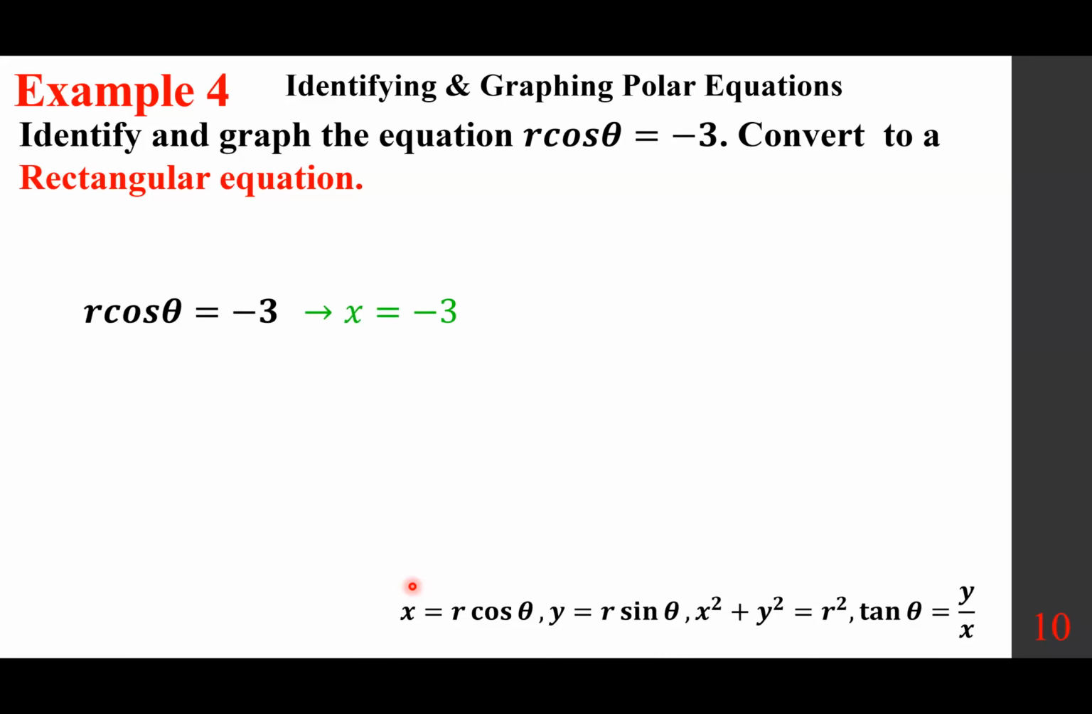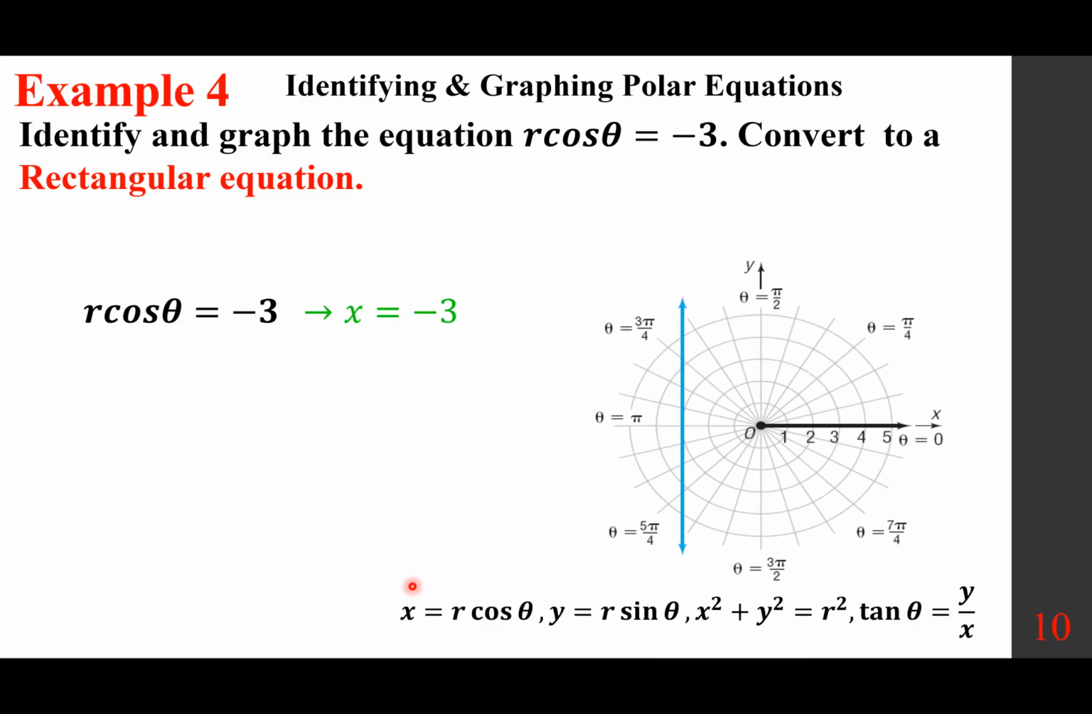And as you know, that is a vertical line, everybody. Very straightforward. Let's say it was r cosine theta equals 5, that would be a vertical line on the right side.